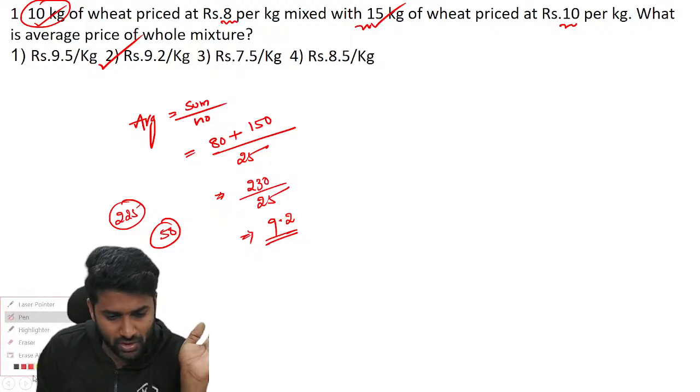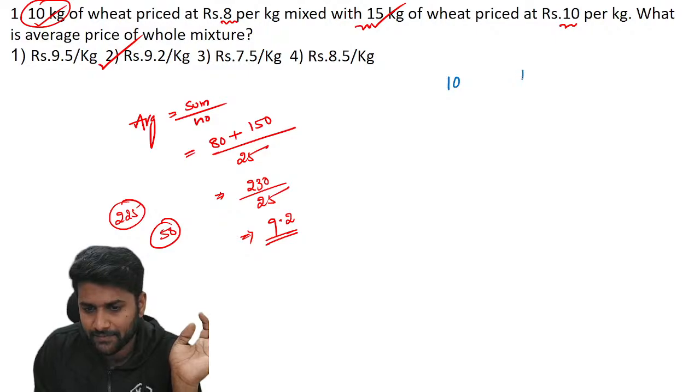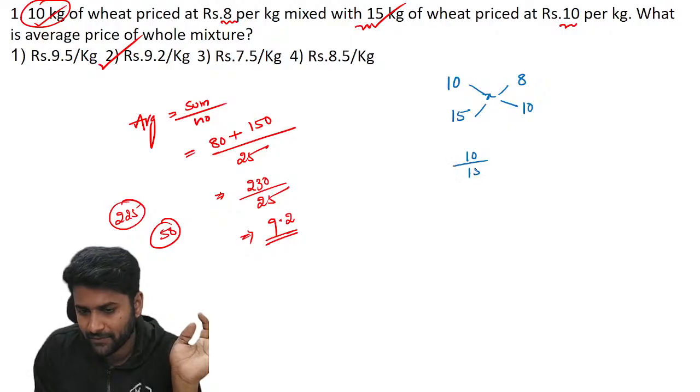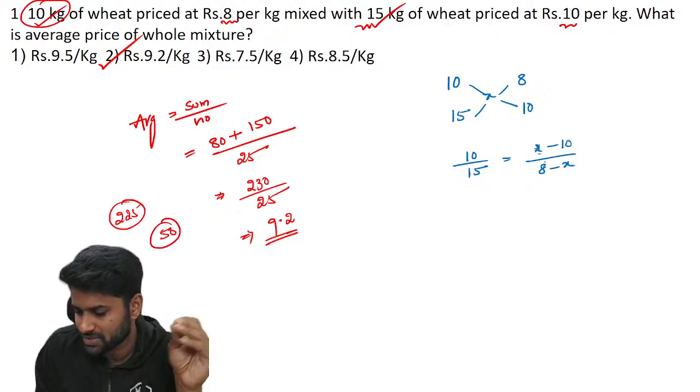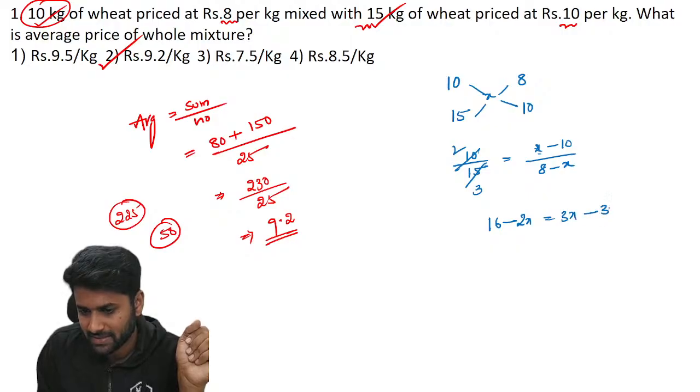But if you want to solve it by the alligation method, see here: 8 per kg, 15 quantities, 10 per kg. We have to identify what the overall value is. Cross multiply: 10 by 15 is equal to (x - 10) divided by (8 - x). The x must be opposite to each other in numerator and denominator. So this is 2 times and 3 times.